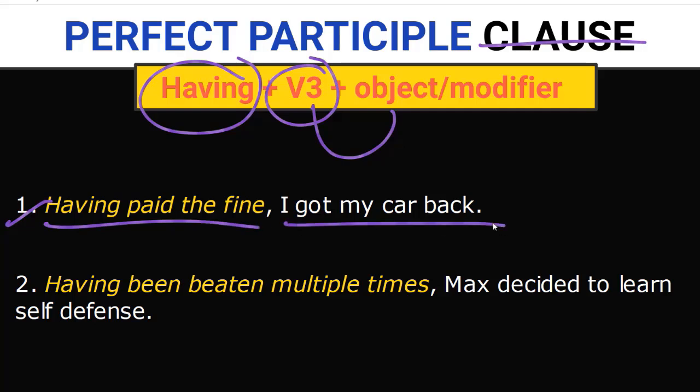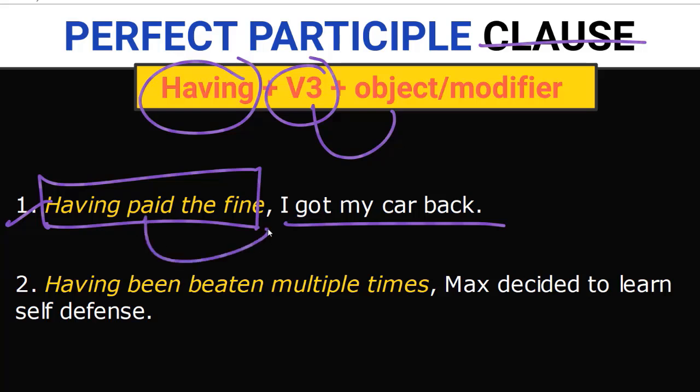All right. Example, having paid the fine, I got my car back. I got my car back. This is the main clause. All right. Why did I get it back? Having paid the fine. So it refers to an action that happened before the action in the main clause. So I paid the fine first and then I got my car. Because of having paid the fine, I got my car back.